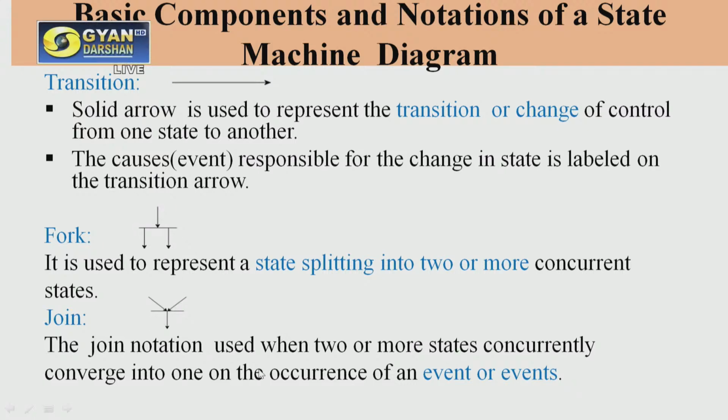Join is where two or more states are joined together to represent a convergence into one occurrence of an event or state. It means two events are being performed and they are being converged, at a point where that synchronization or concurrency is occurring. So that is shown with the help of join. Here is one example you can see on the screen.